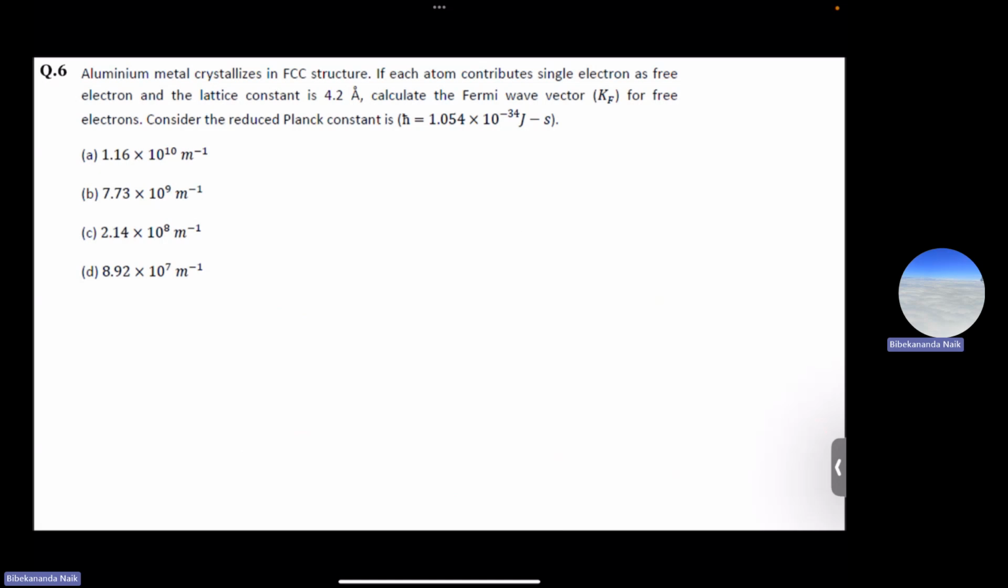So again, for this question we also use the same formula. We will first calculate the density, then we will calculate the Fermi energy from the electron density, and from that Fermi energy we will convert it into Fermi momentum, and we know Fermi momentum is nothing but h cross k. So Pf is h cross kf. H cross value is given to us, and we need to find out the Fermi wave vector kf. I'll give you a few minutes to try this question, and then I will discuss.